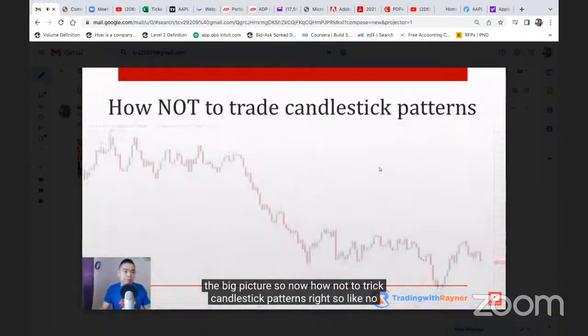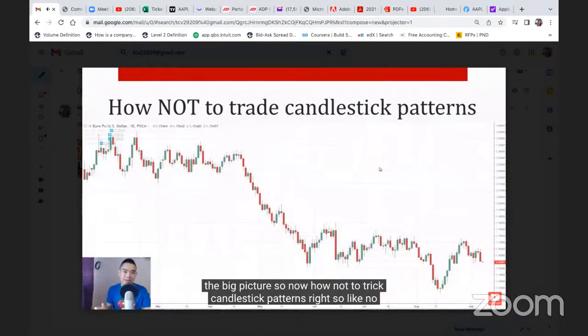the big picture. So now, how not to trade candlestick patterns, right? So now you know how to read candlestick patterns, you even know how to combine them. How do you not trade candlestick patterns? Because this is a mistake that I see many new traders make. As I've said earlier, you recall that I say, if the candle is green, it means bullish. If the candle is red, it means bearish, right? The price is closed lower.